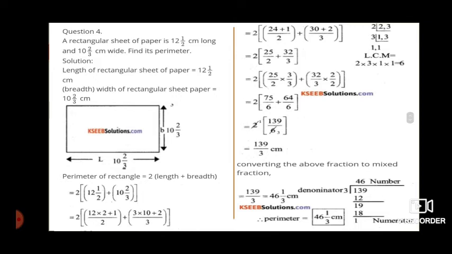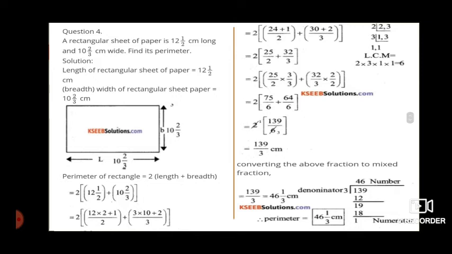So to get 6, first one, 25 by 2. 2 should be multiplied with 3 to get 6. So 25 by 2 into 3 by 3 plus 32 by 3 into 2 by 2. We will get 75 by 6 plus 64 by 6. Now both the denominators are same. Add the numerators. 75 plus 64, 139 by 6.